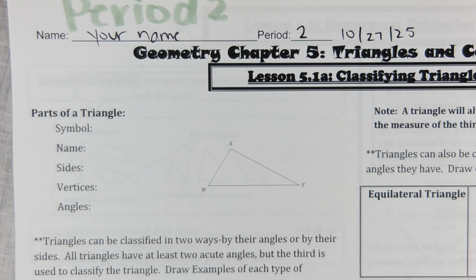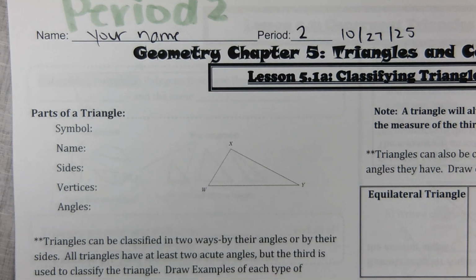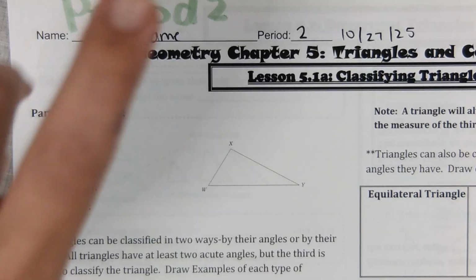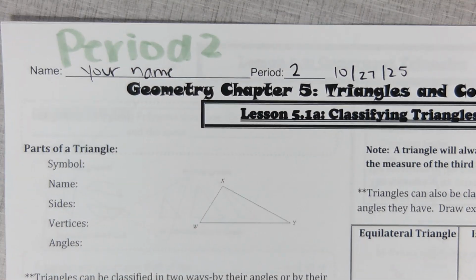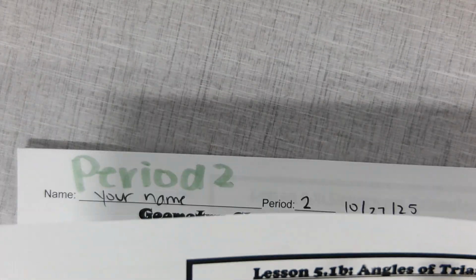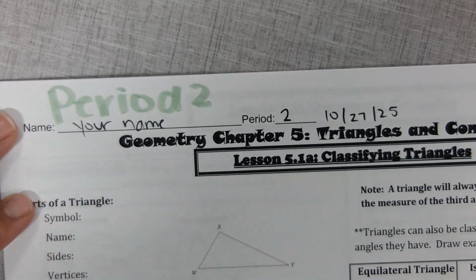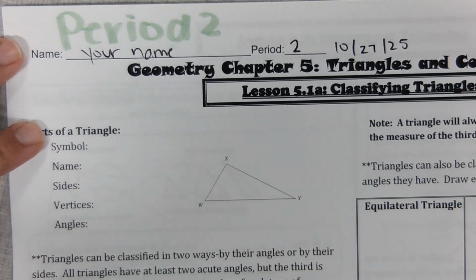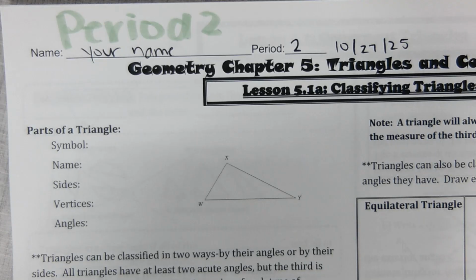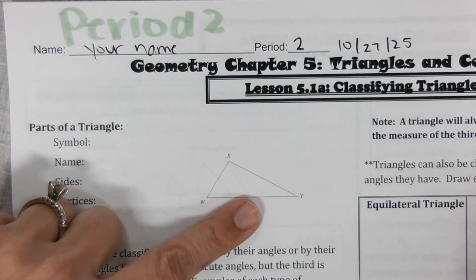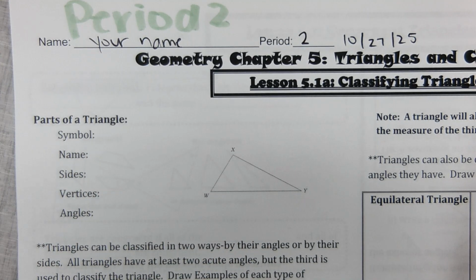Okay, so the first lesson, 5-1, we're actually splitting it up into two parts. 5-1A is classifying triangles, and then tomorrow we'll do angles of triangles and more calculating them like we're doing today. So to start off, it's going to be very familiar, pretty simple, which is nice. It has a triangle here. This chapter 5 is all about triangles.